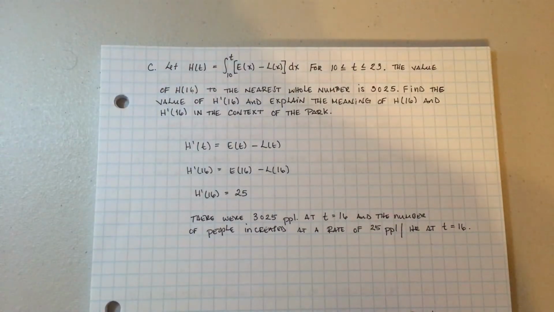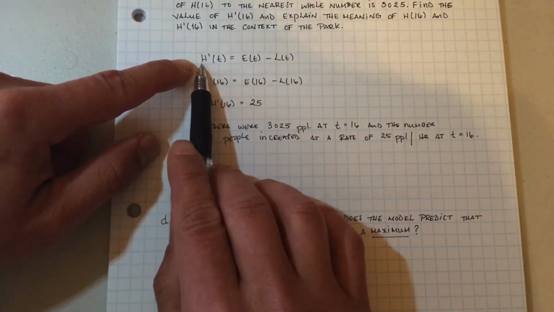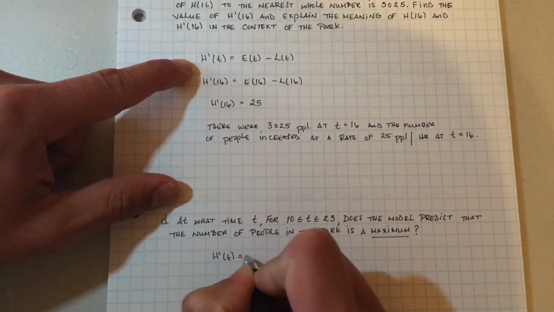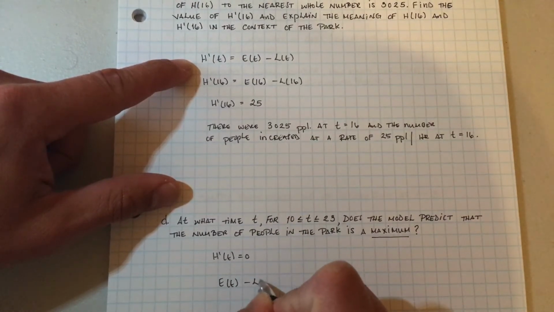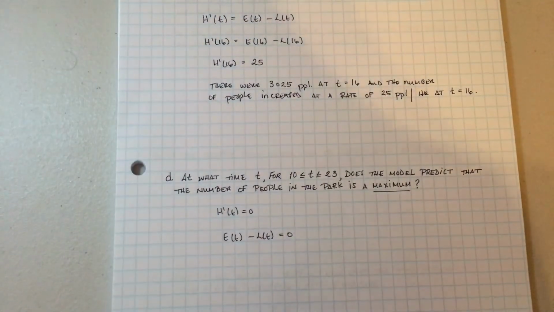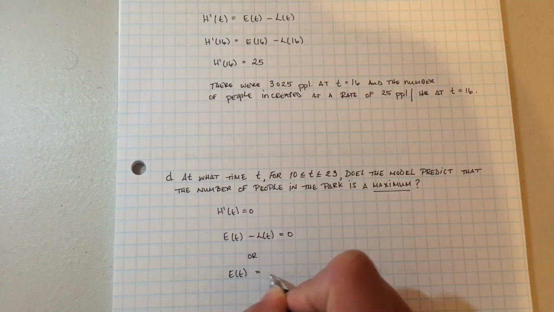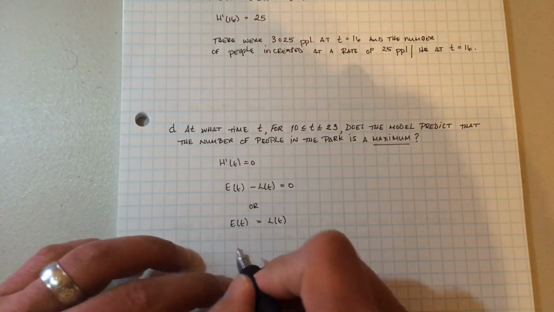Okay, well, how do I find a maximum? You find the derivative, set it equal to 0, find the critical point, and use a number line, right? So the derivative, we already got it. Here it is. We have to set h prime of t equal to 0. So that means e of t minus L of t, set that equal to 0. Or the other way you can do it is take your calculator and find when e of t is equal to L of t, and find that time.